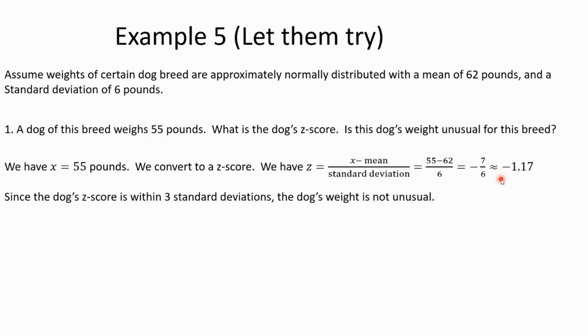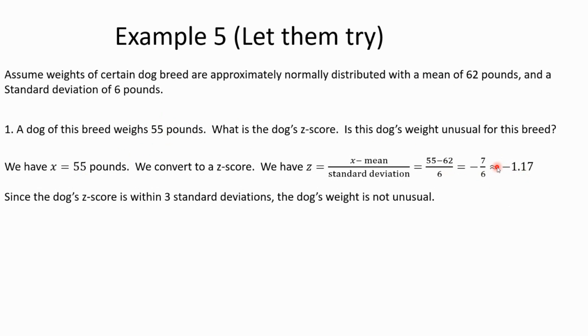Again, I tried to explain, hopefully I was successful, I don't know if I was, why we calculate z-scores. We'll see more about why next time, but let's keep going with this example. From here alone, we can see that the z-score is negative 1.17. So 55 pounds is going to be to the left of the mean, and it's going to be about 1.17 standard deviations less than the mean.